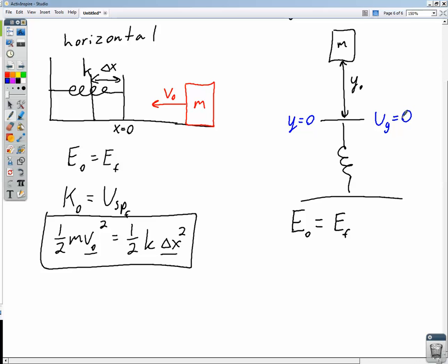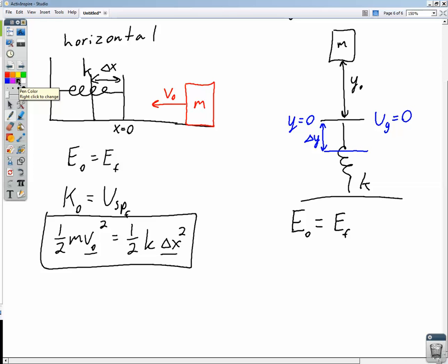And so let's say that this spring compresses by some delta y, and we want to know how much that compression is. We also have to define a spring constant k. There is a spring constant here. So we fill in and talk about what kinds of energy we have at each of these different points.